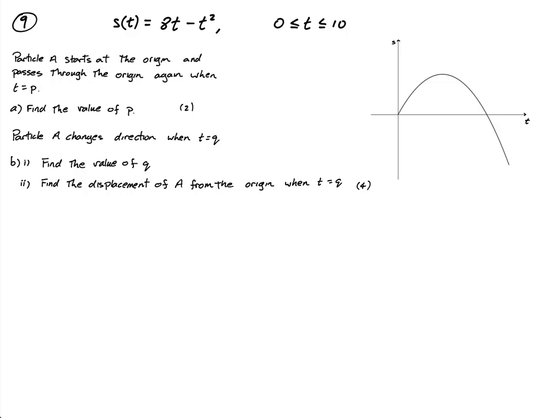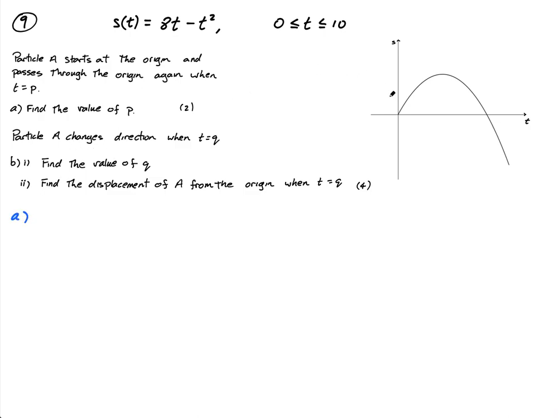Okay, this is the last question in paper 1, and it is a kinematics question. It says particle A starts at the origin and passes through the origin again when t equals p. Find the value of p. So part A, find the value of p.